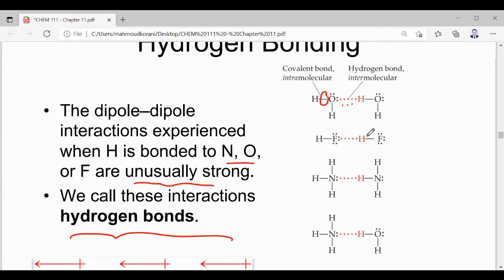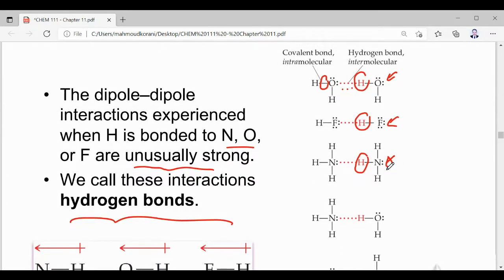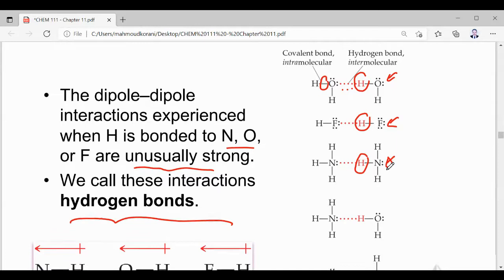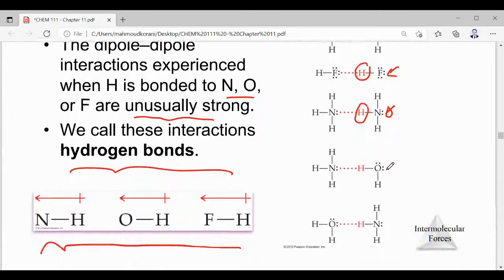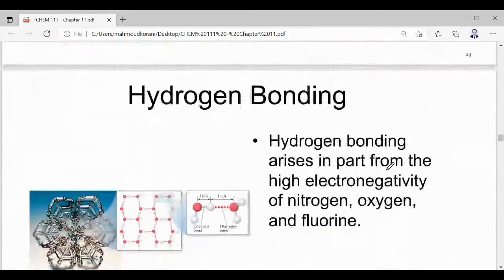hydrogen and a more electronegative atom, oxygen or fluorine or nitrogen, as you see. And just keep in mind that all these hydrogens, before forming the hydrogen bond, should be connected by an intramolecular bond to one of the more electronegative atoms like oxygen, fluorine, nitrogen, and so on. Okay, so this kind of dipole is called hydrogen bonding, which involves the electrostatic attraction between the hydrogen and the more electronegative atom like nitrogen, oxygen, fluorine.